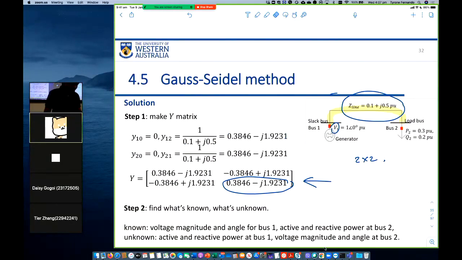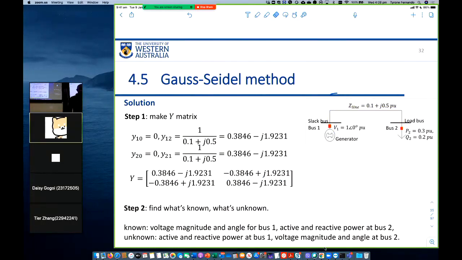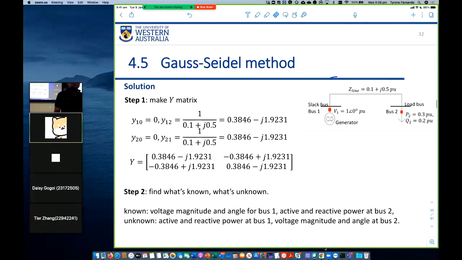Step one is to create the admittance matrix, because our equations have the elements of the admittance matrix. So Y10 is 0. There is nothing connecting bus 1 to ground. There is no impedance connecting the generator to bus 1. So Y10 is 0. Y12, well, the impedance of the line is 0.1 plus j0.5. So the admittance is the inverse of that, which you can easily calculate.